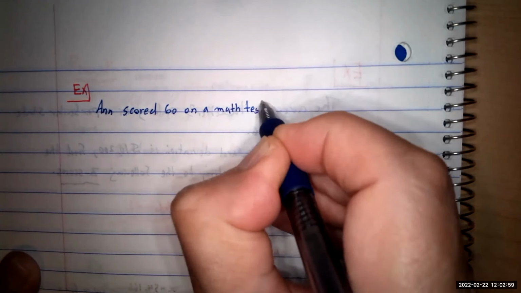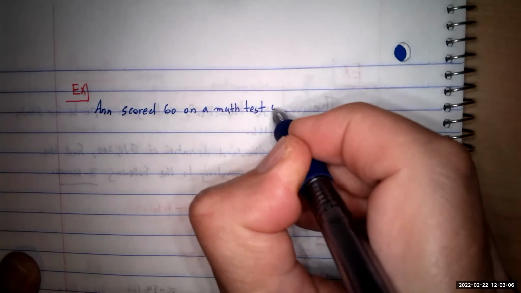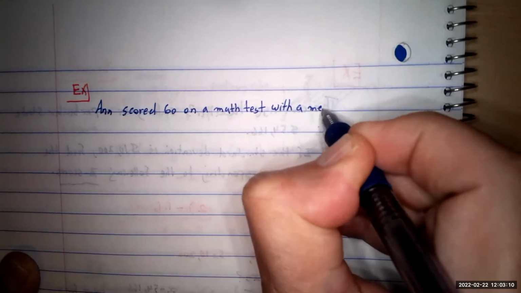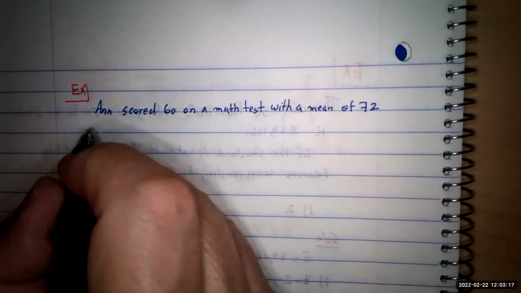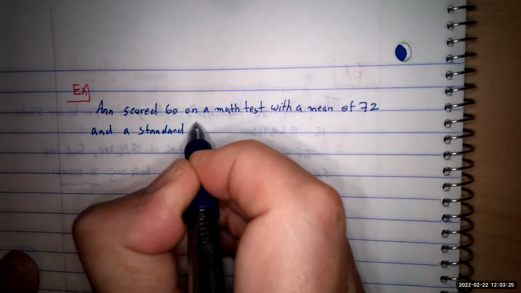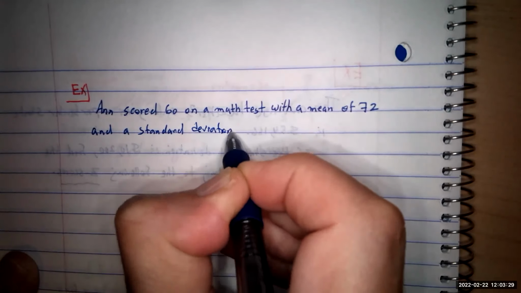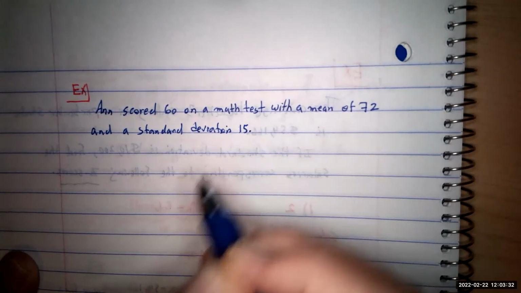Example is, let's say Anne. She scored 60 on a math test with a mean of 72 and a standard deviation of 15. So that's for the math course.